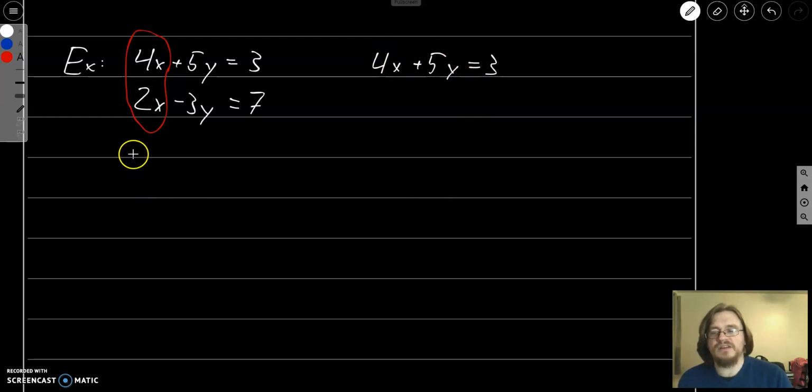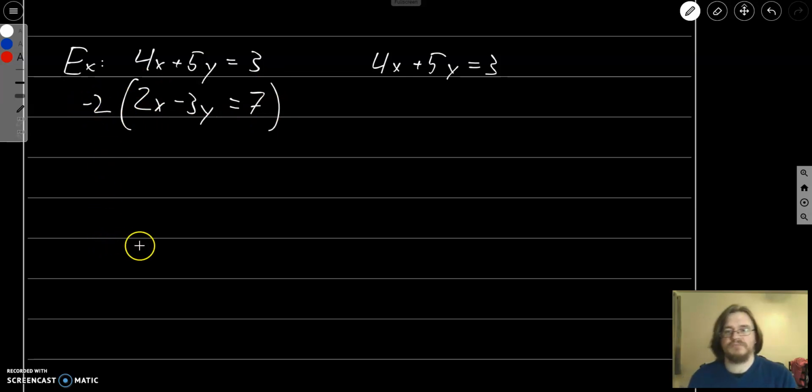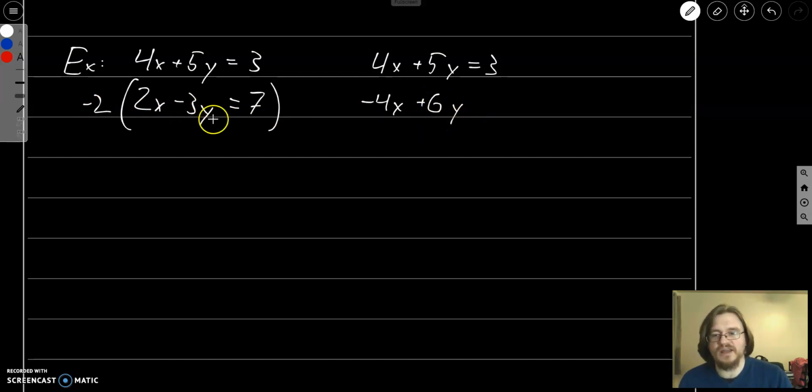But the bottom equation, I'm going to take the entire bottom equation and I'm going to multiply it by -2. And there's a reason why I chose -2. Let's distribute this -2 everywhere. -2 times 2x, well, that's going to be -4x. -2 times -3y, that's going to be positive 6y. And -2 times 7 will be -14. Why did I choose -2? Well, now, when you look at the x values, 4x and -4x cancel.